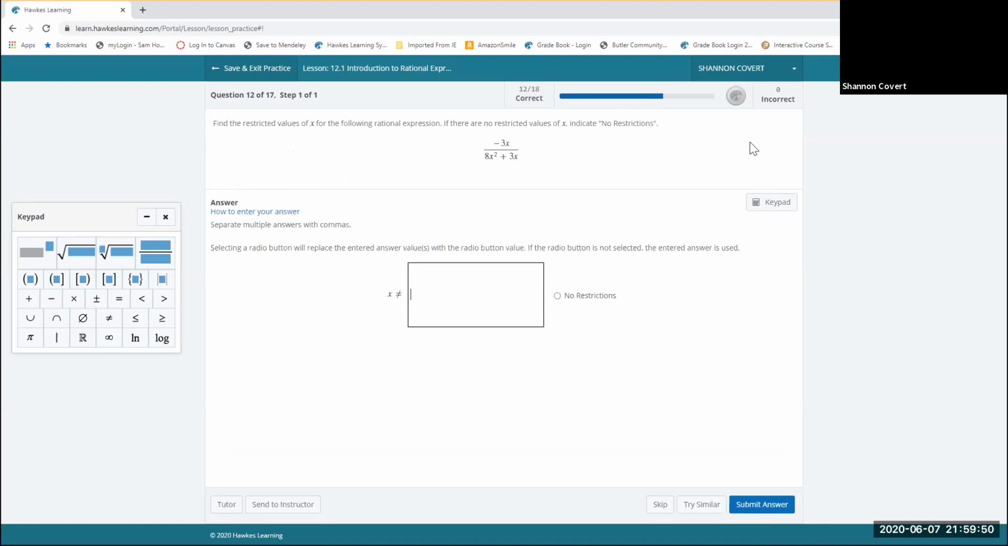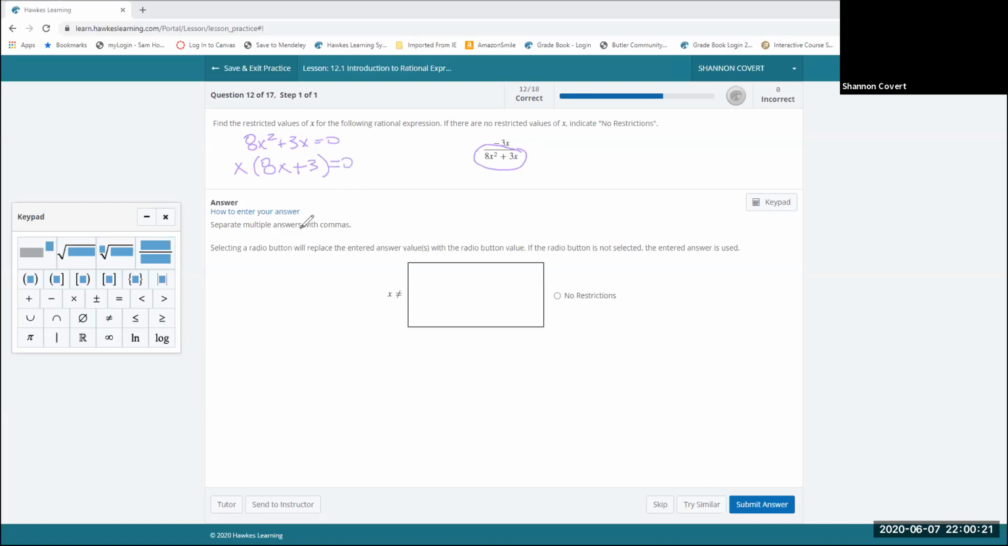Find the restricted values of x for the following rational expression. If there are no restricted values of x, indicate no restrictions. Once again, only need to worry about the denominator. The rational expression is negative 3x over 8x squared plus 3x, but all I need to worry about is 8x squared plus 3x and what happens when that equals 0. First thing I'm going to do is take out a GCF, which is x, leaving me with 8x plus 3.